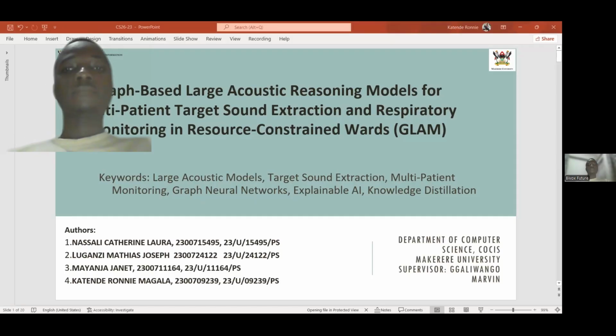YAMNet, which can learn from acoustic features without requiring manual feature engineering.